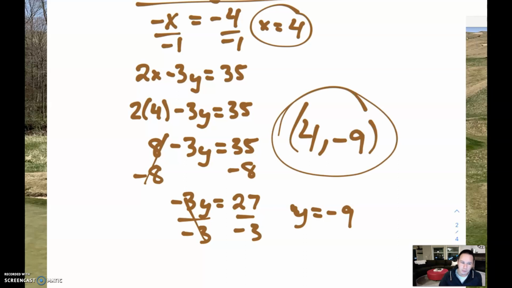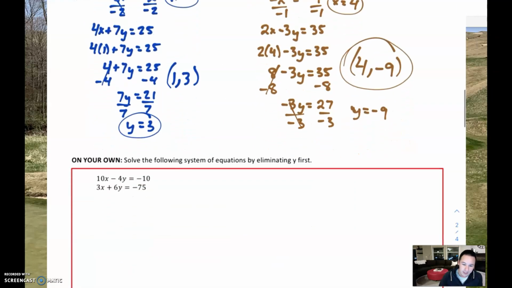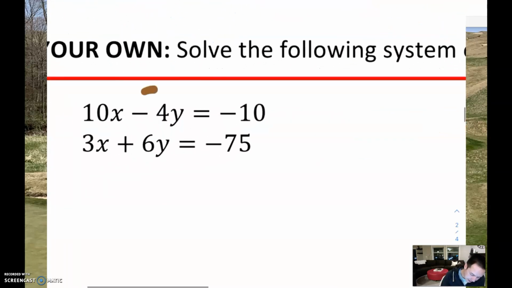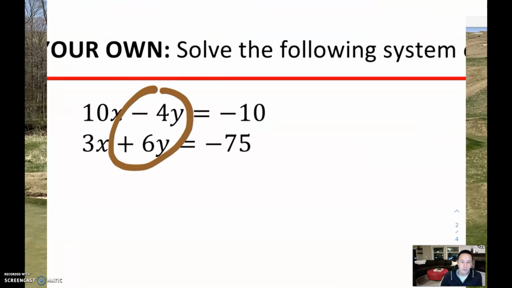So you have one more to do on your own. Once again, we want you to eliminate the y first. So in this case, you're going to be looking at this 4y and 6y. What could you turn them both into?